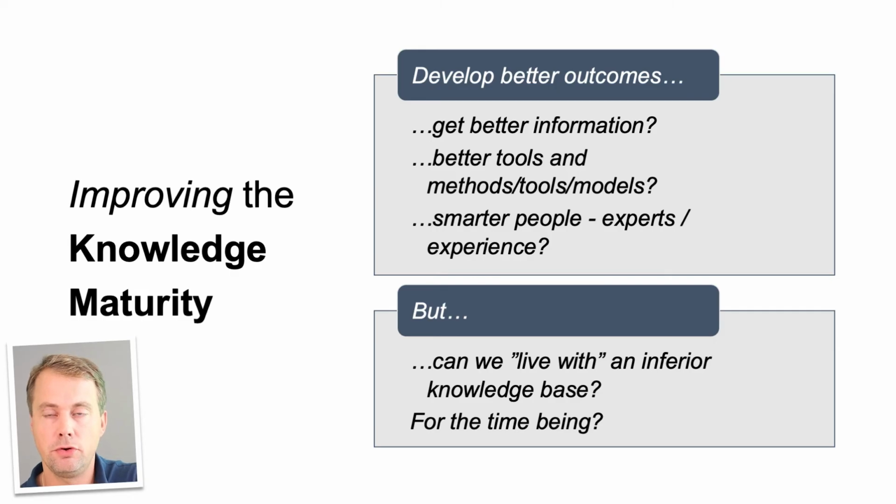So how can we improve the knowledge maturity and get better information? We can do rework, we can do mitigations, etc. We can work on developing or finding better tools. We could be finding better people or more applicable people in terms of collaboration.